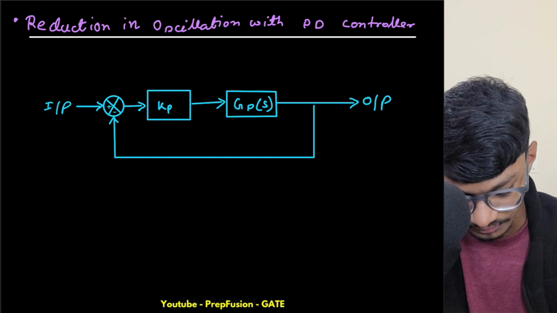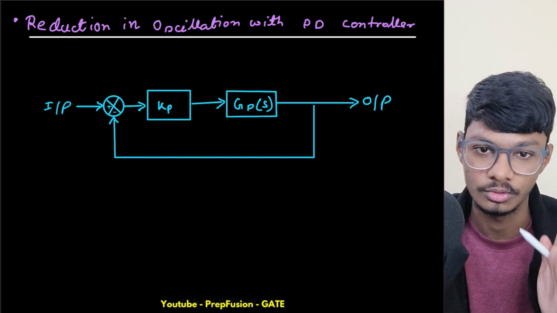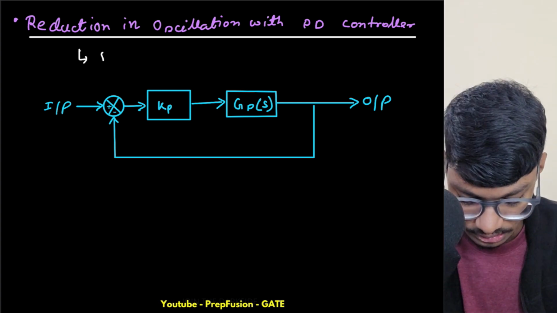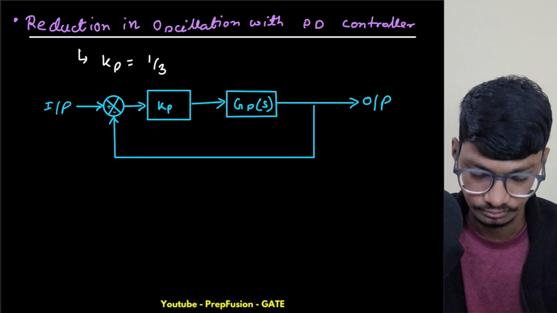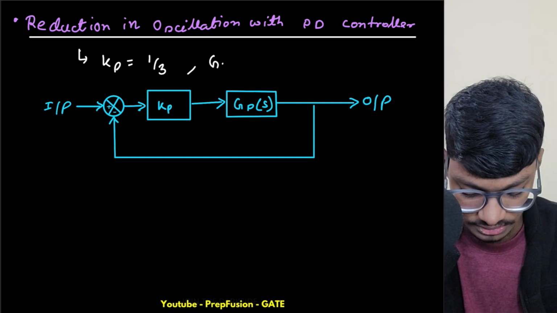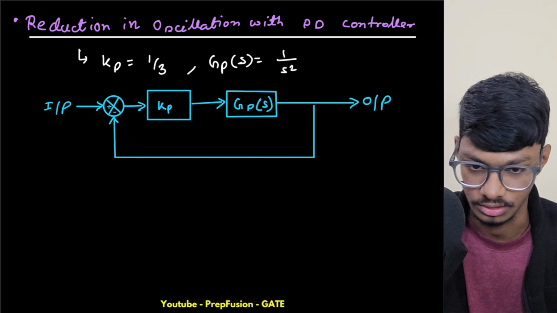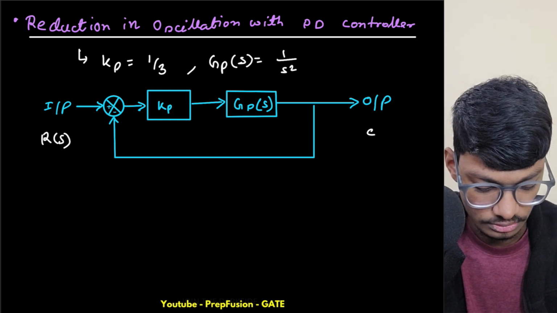So here I have KP and GP. First I'm comparing it with the proportional controller. Let's take a few examples. Let's take KP equals 1 by 3 and my plant transfer function GP of S equals 1 by S square. Now this is the input and this is the output, C of S.